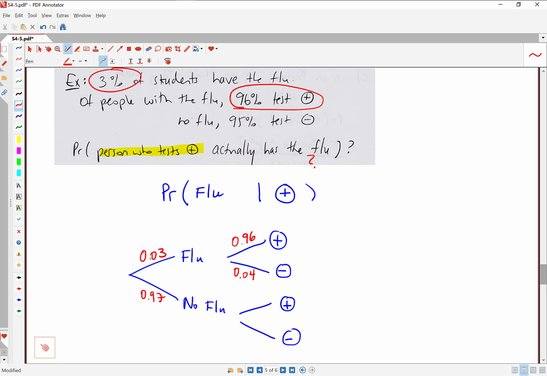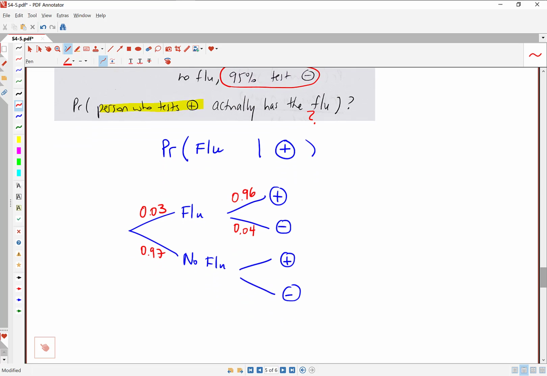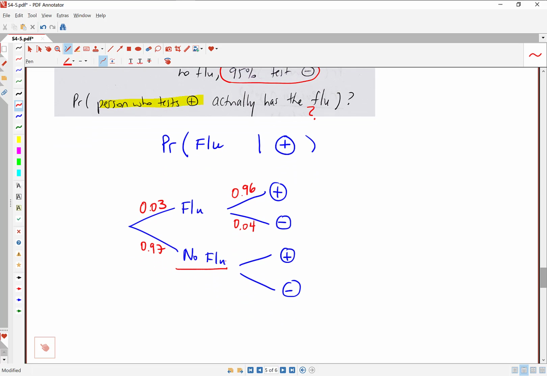And then finally, of people with no flu, 95% of them are going to test negative. Okay, so assuming you're looking at someone with no flu, 0.95 probability that they're going to test negative, and therefore 0.05 probability that they're going to test positive. These numbers will add up to 1 because someone with no flu will either test positive or test negative.